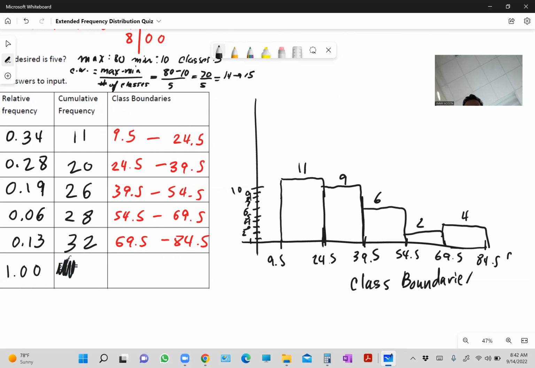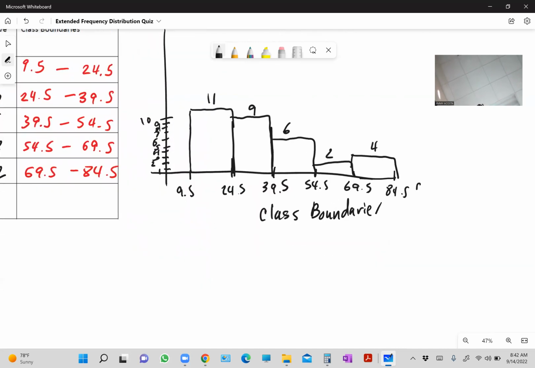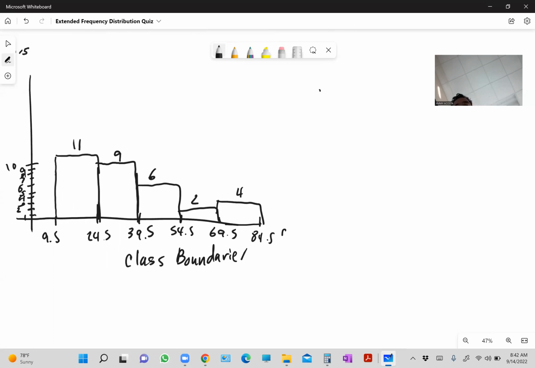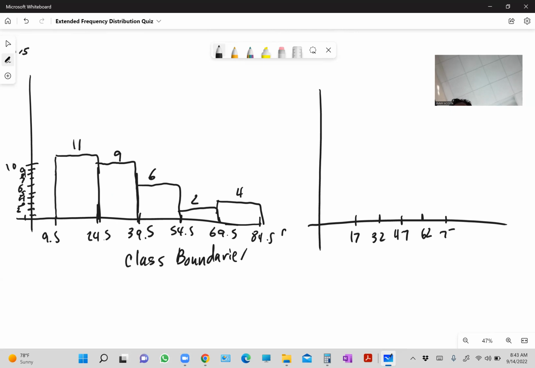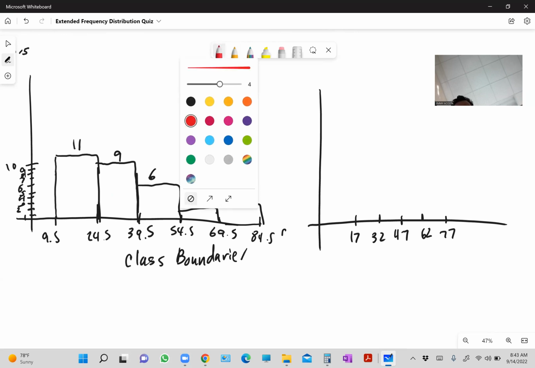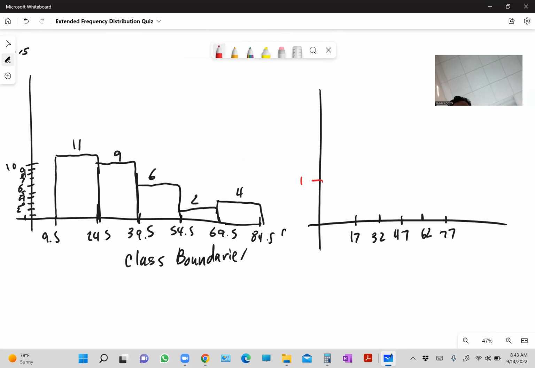But we can also use midpoints. I can also graph this using midpoints. What I do is write down my midpoints to represent my classes: 17, 32, 47, 62, and 77. Here's 10. So what I do now is split this in half here, and I make my first bar. Notice where the midpoint is. In the middle of the bar.